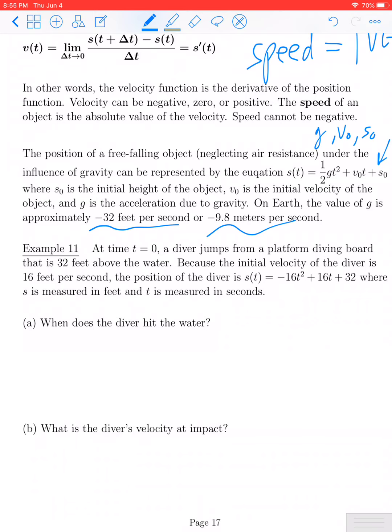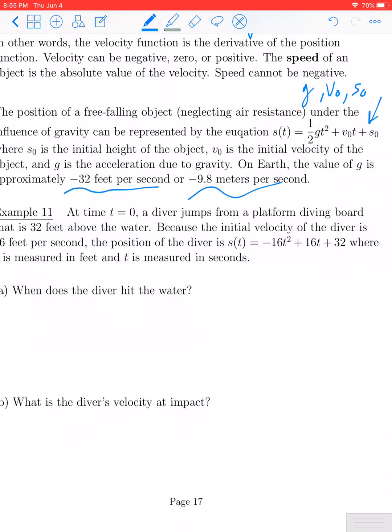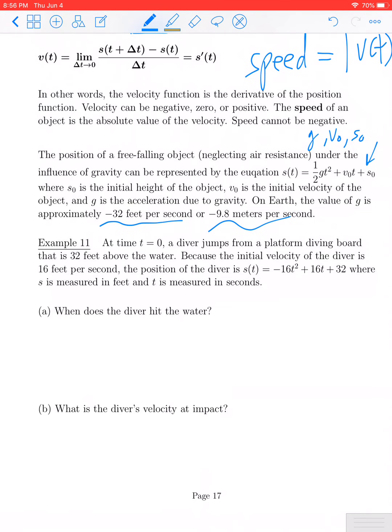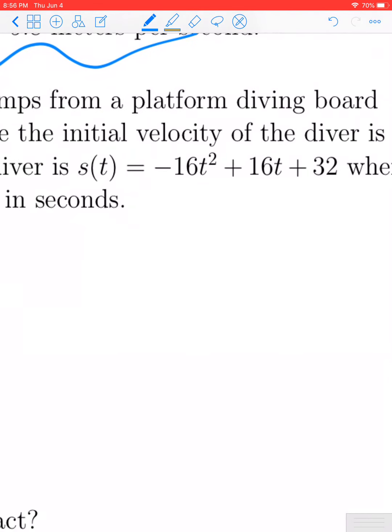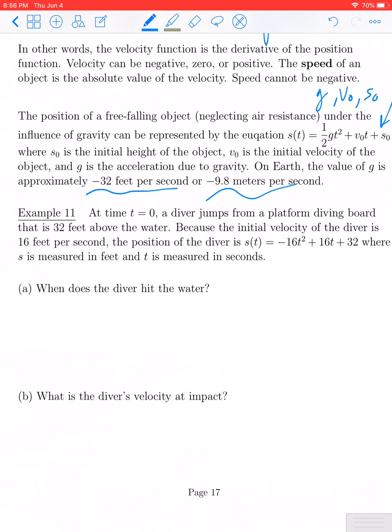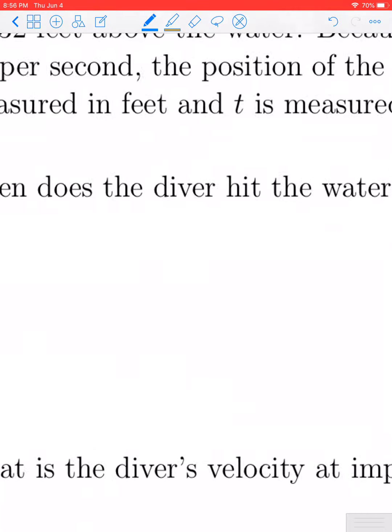Let's take a look at an example in number 11. It says, at time equal to 0, a diver jumps from a platform diving board that is 32 feet above the water. Because the initial velocity of the diver is 16 feet per second, the position function of the diver would be given by the following function: s of t equals negative 16t squared plus 16t plus 32, where t is time in seconds, and s of t would be the distance above the water. The first question asks, when does the diver hit the water?